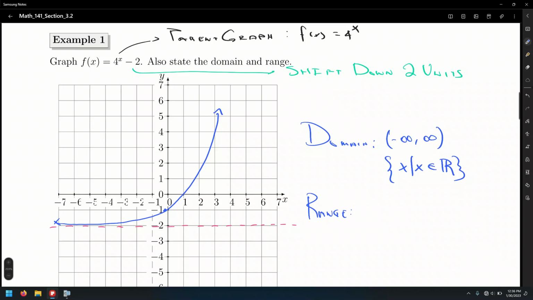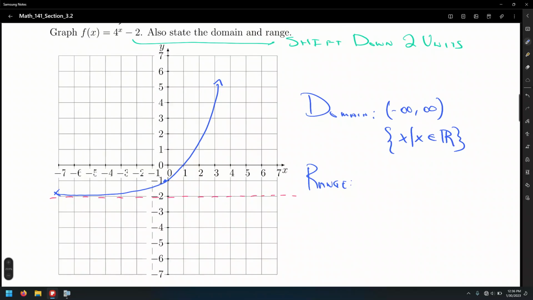The range, originally, of the exponential function goes from 0 exclusive all the way to positive infinity. However, because we shifted this graph down 2 units, that shifting also has an effect on the range. So in this case, it's going to go this time from -2 to positive infinity, or in set builder notation, y such that y is greater than -2.